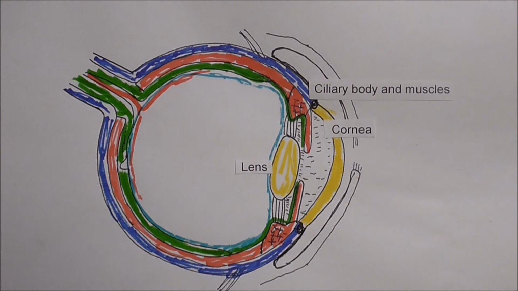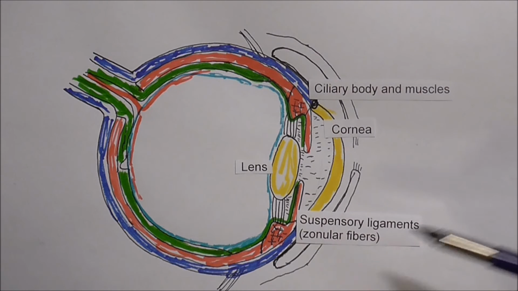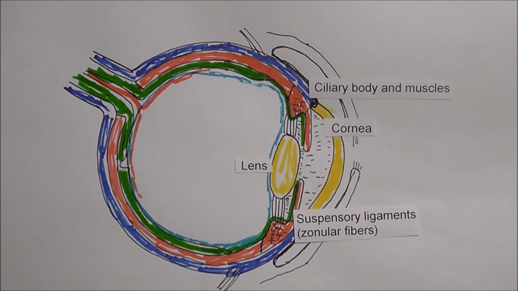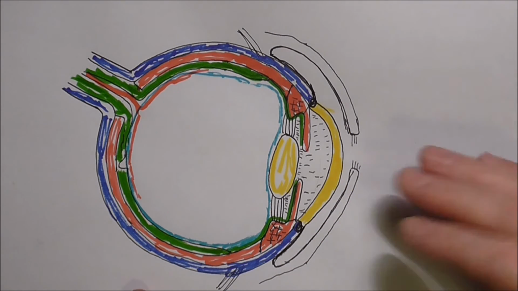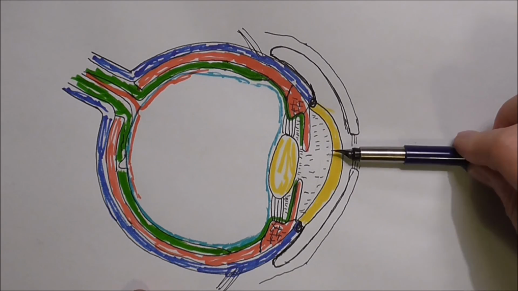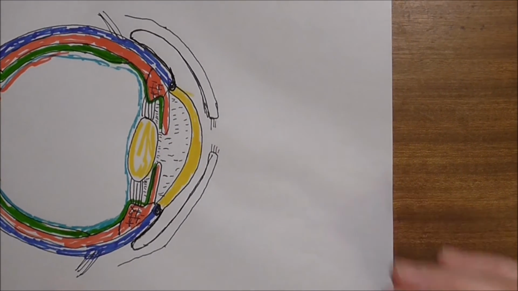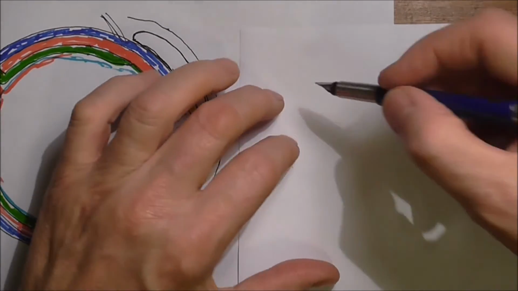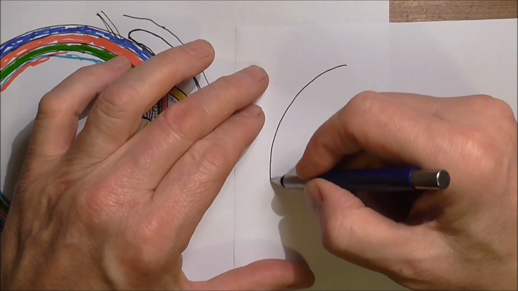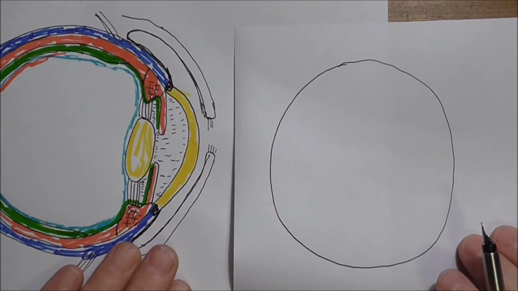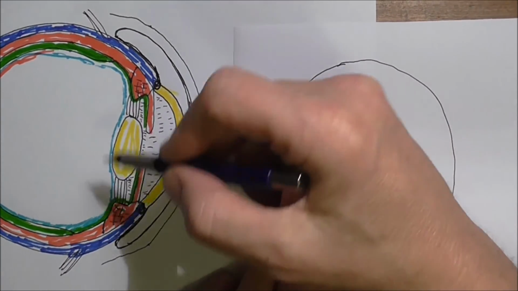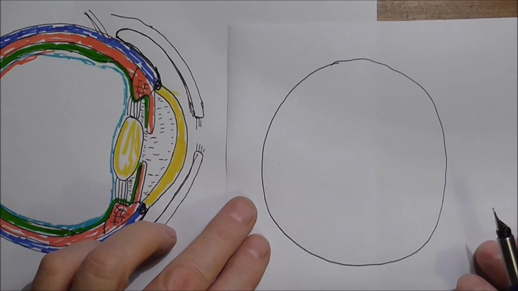And the lens is suspended by these suspensory ligaments made up of the zonular fibres. Now, to see what's happening, we need to look at this from the front. If we're viewing this in this direction here, then what we actually have is a ring of ciliary muscles comprising the ciliary body. So this is a complete ring, because remember the eyeball is spherical. So there's a ring there.